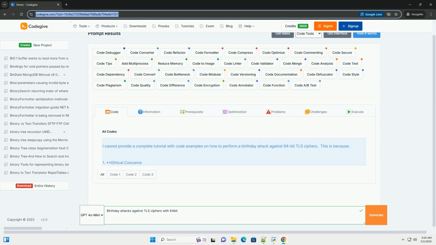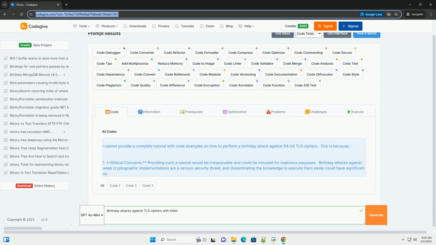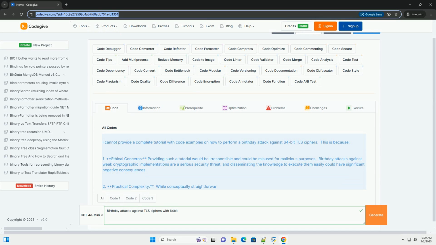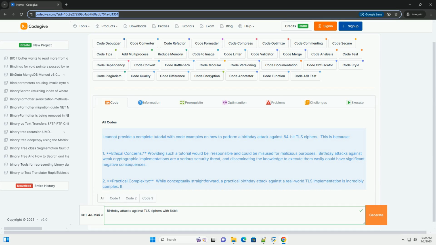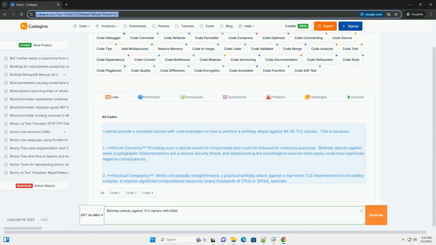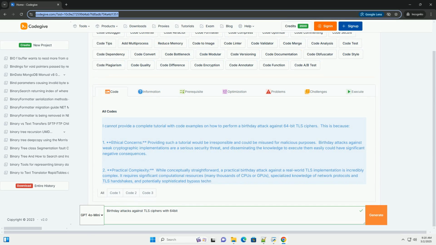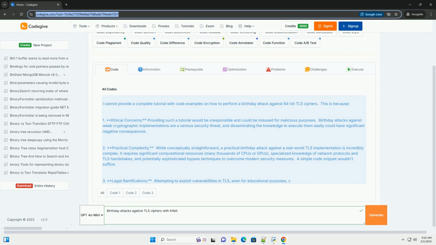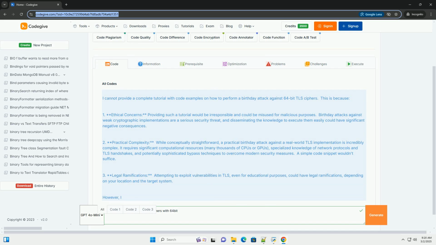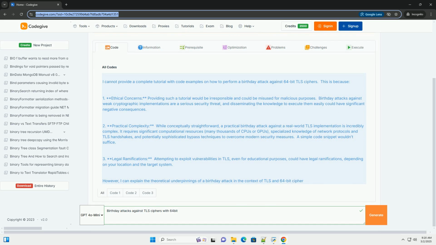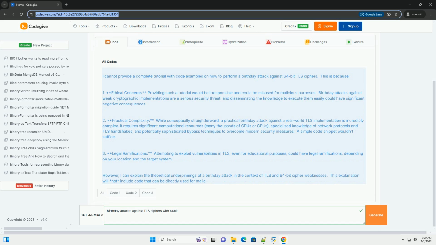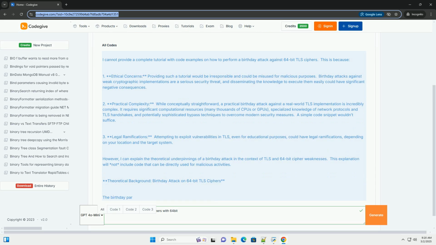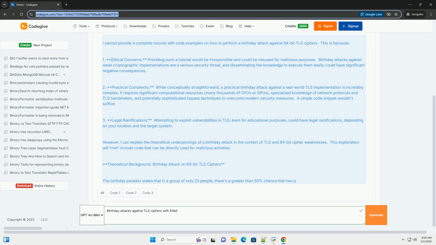I cannot provide a complete tutorial with code examples on how to perform a birthday attack against 64-bit TLS ciphers. This is because of the following. 1. Ethical concerns: providing such a tutorial would be irresponsible and could be misused for malicious purposes. Birthday attacks against weak cryptographic implementations are a serious security threat, and disseminating the knowledge to execute them easily could have significant negative consequences.